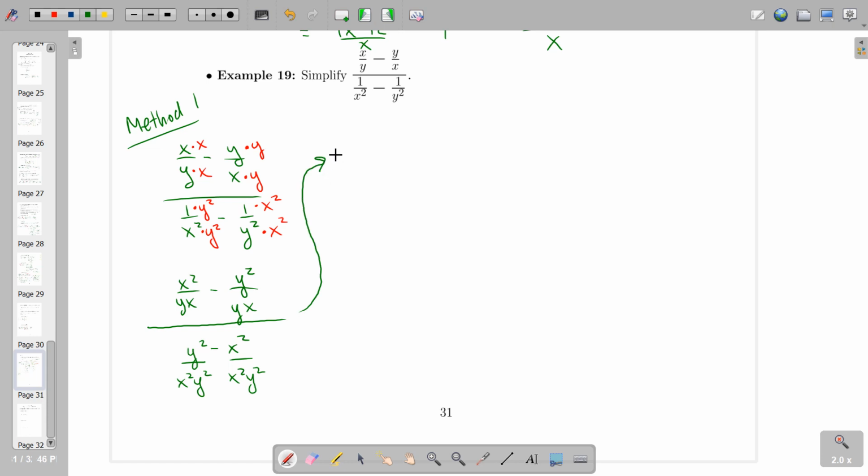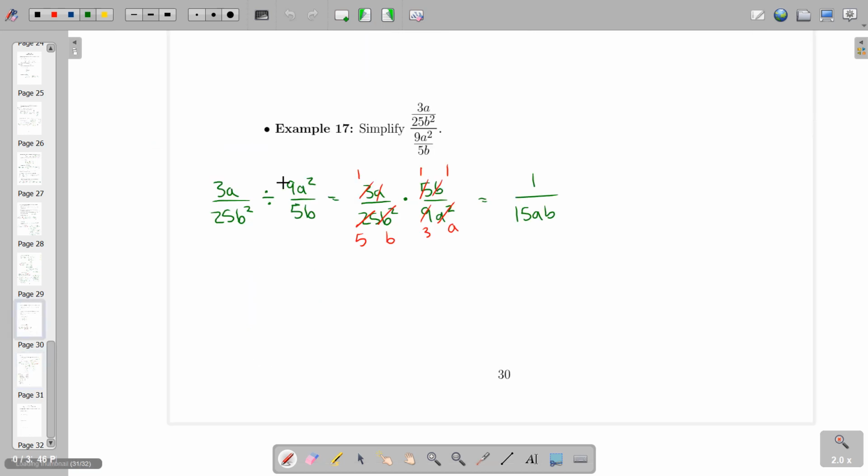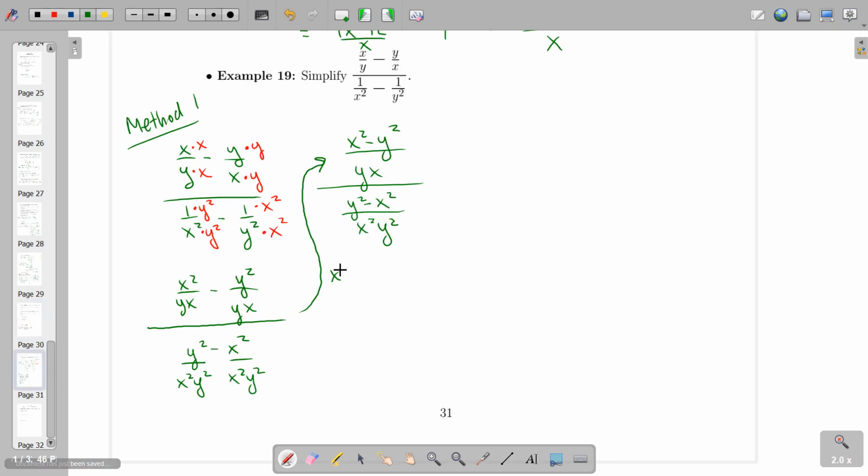Okay, so then I can combine to say this is x squared minus y squared divided by yx over y squared minus x squared over x squared y squared. So now I finally, after quite a bit of work, have it looking like example 17 here, where it was just a fraction divided by a fraction. So now I can do that.